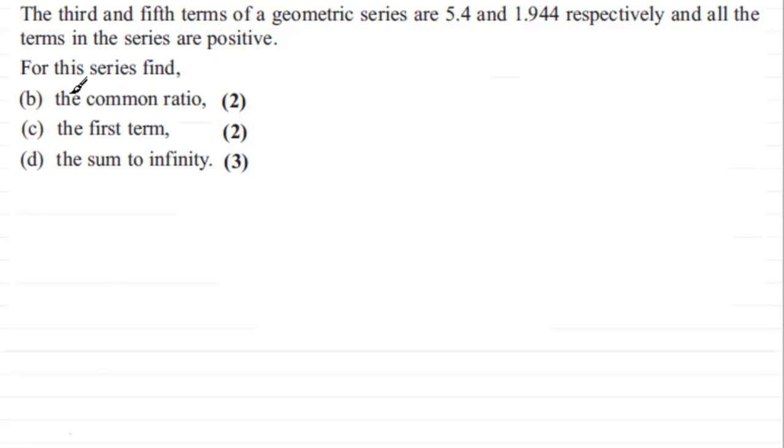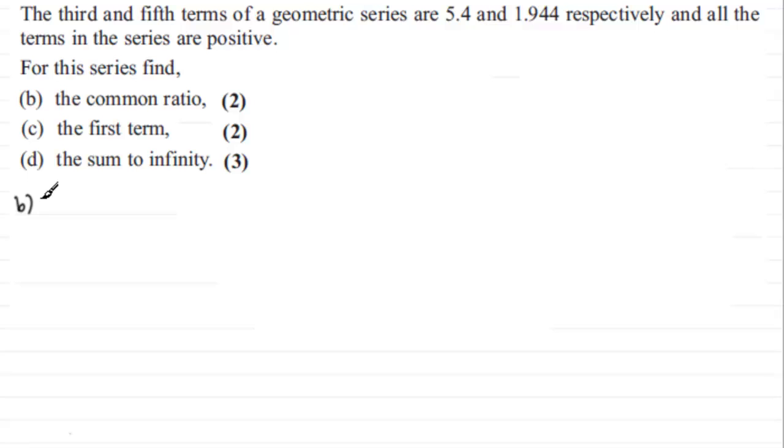Okay, so first of all then, for part B of this question, we're told that the third and fifth terms of a geometric series are 5.4 and 1.944 respectively, and all the terms in the series are positive. And for this series we've got to find the common ratio, the first term, and the sum to infinity.